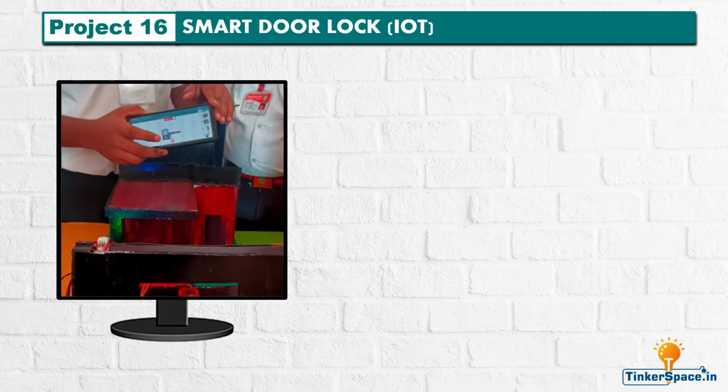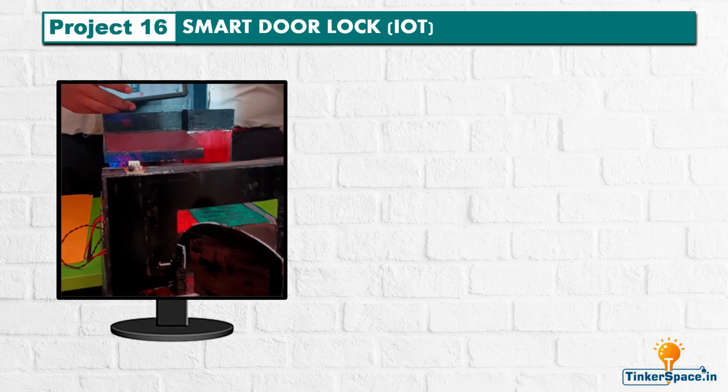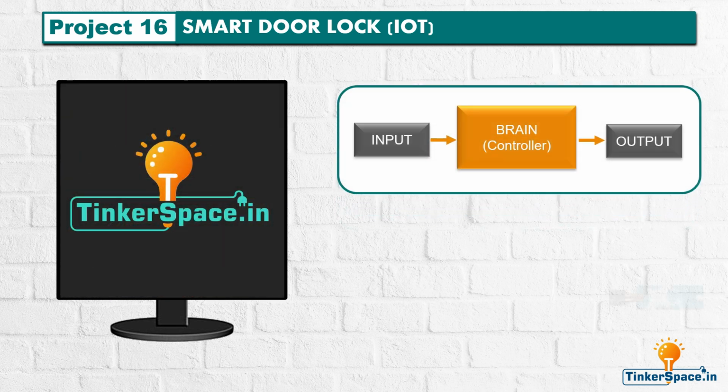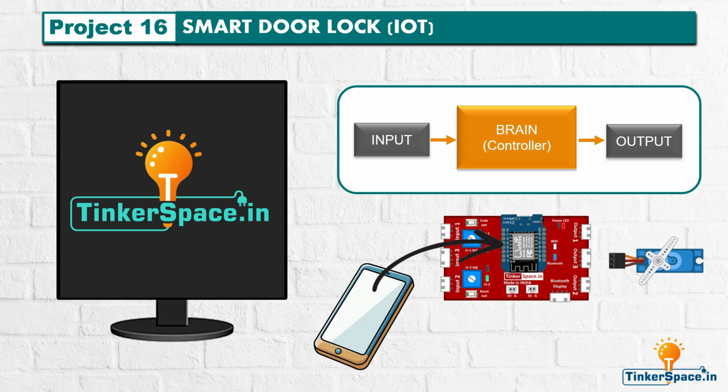Smart Door Lock IoT. This project creates a door lock that can be controlled using a smartphone. In this project, we use the TinkerSpace brainboard as the controller. The smartphone is used as the input. Its function is to send a signal to the controller to lock or unlock the door. The servo motor is used as the output. Its function is to physically lock or unlock the door based on the smartphone's command.